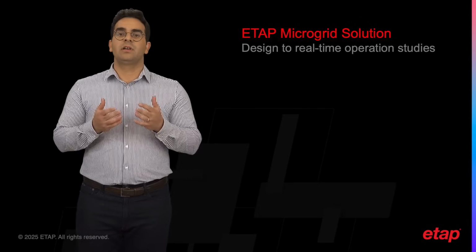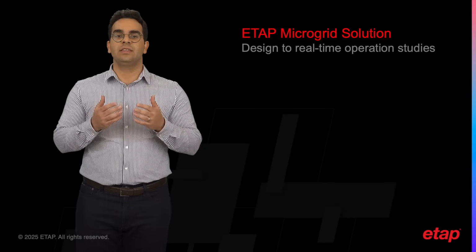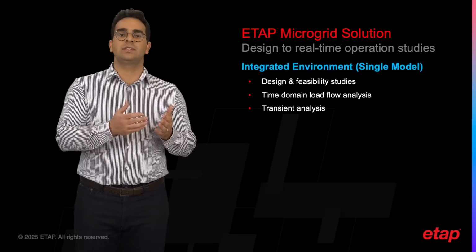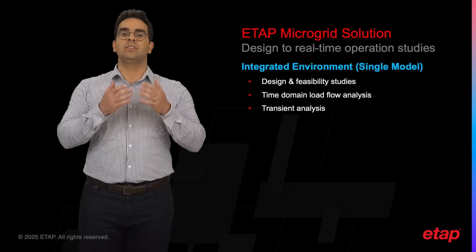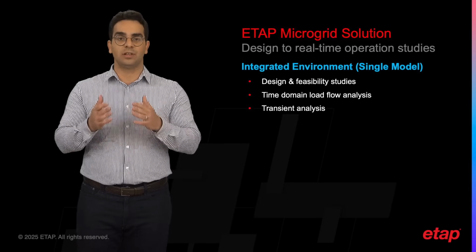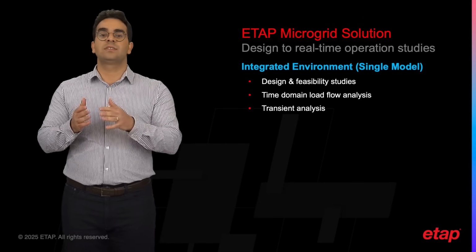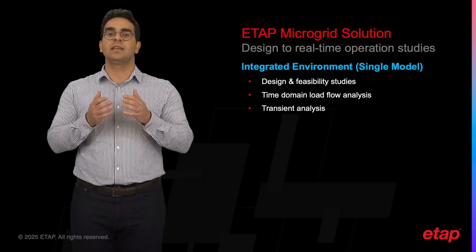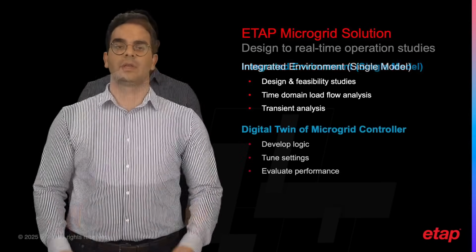ETAP software revolutionized this process by providing an integrated environment where all these analyses, including design and feasibility studies, time domain load flow analysis, and transient analysis, can be conducted using a single model. This integration not only streamlines the workflow but also ensures accuracy and consistency across all the stages of microgrid evaluation.